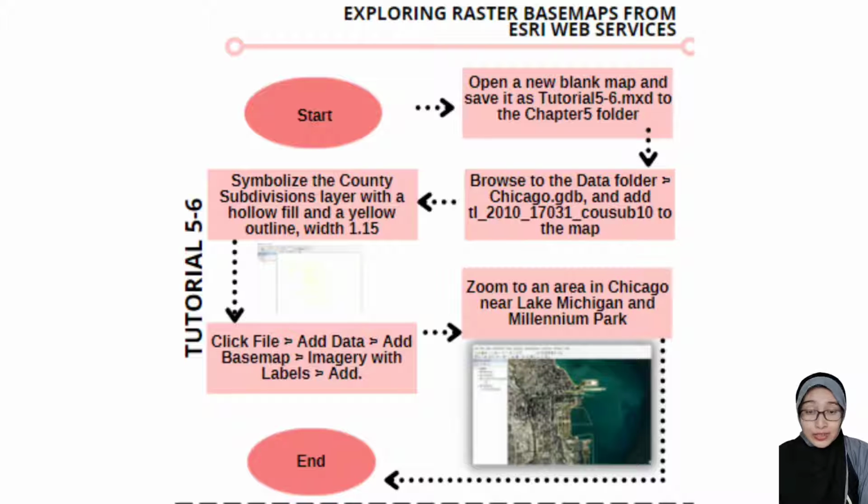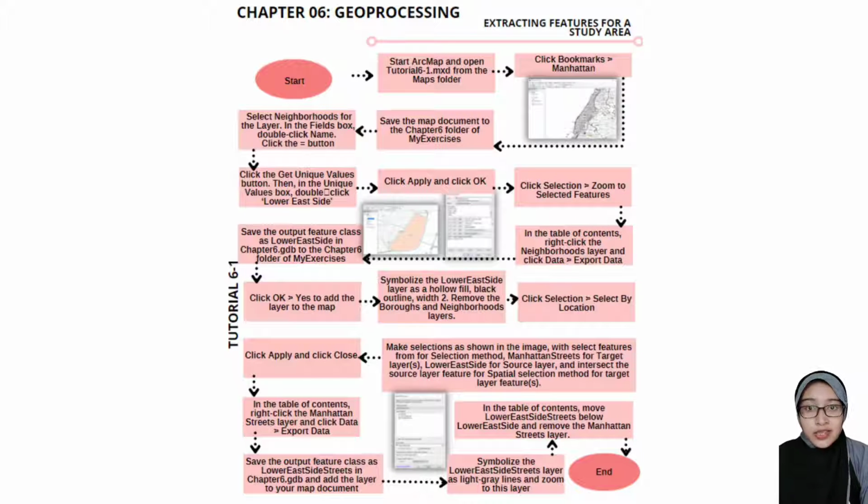Meanwhile, in tutorial 5.2, we will be exploring a raster-based map from a web service. Here are a few simple steps that we have to follow to accomplish the task. Chapter 6 is about geoprocessing.